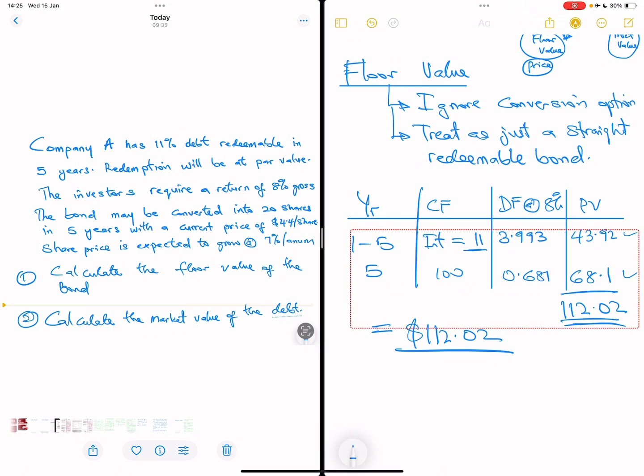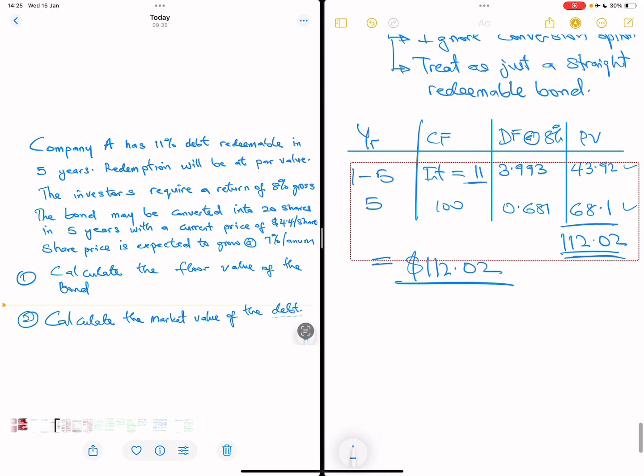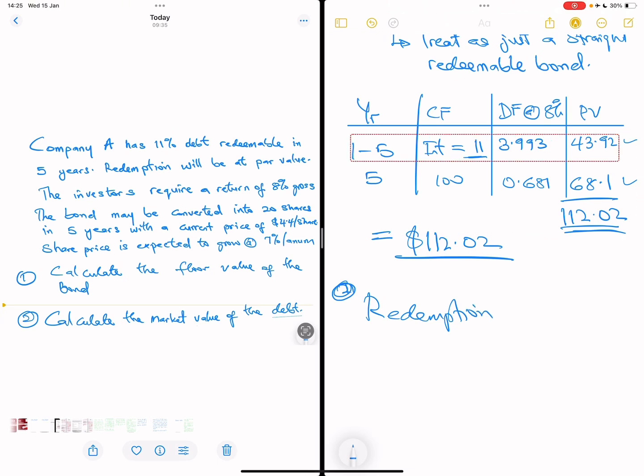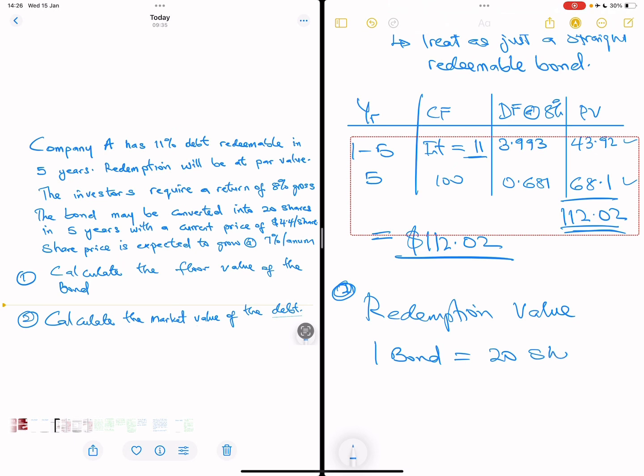Now we are also asked to calculate the market value. So before we can calculate the market value, we need to find out what is higher, a test of conversion, between the conversion value or the redemption value. So what is the redemption value? So the conversion value is the value of shares that is equivalent to one bond. So one bond will be equivalent to, according to the question, 20 shares.